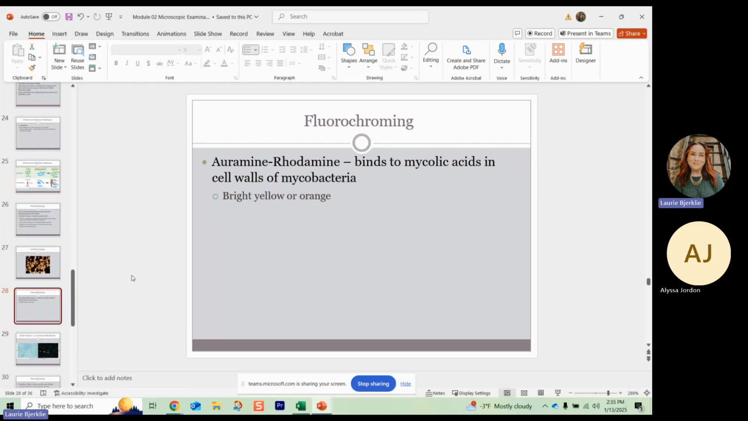The second fluorochrome dye I want you to know is auramine rhodamine. This one looks for mycolic acid. So same purpose as acid fast staining. We're looking for the mycolic acids in mycobacteria cell walls. So once it binds to the mycolic acids, it will fluoresce a bright yellow or orange. So again, it's used for the same purpose as acid fast.